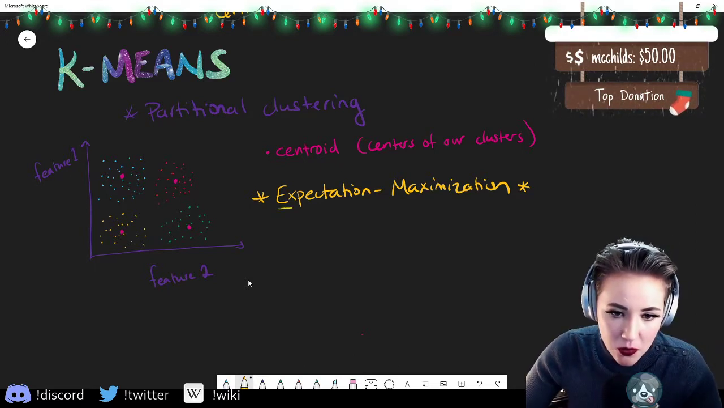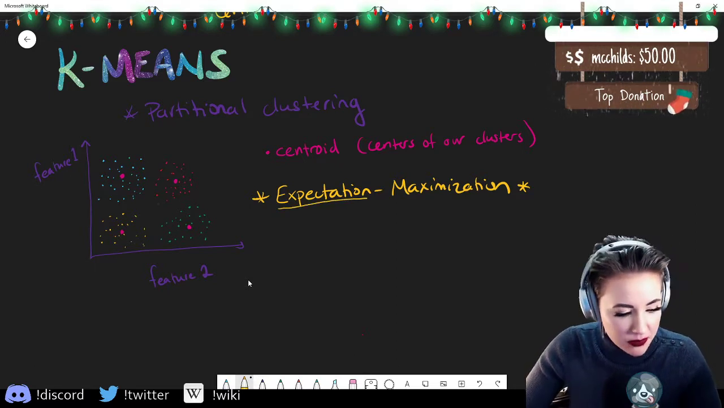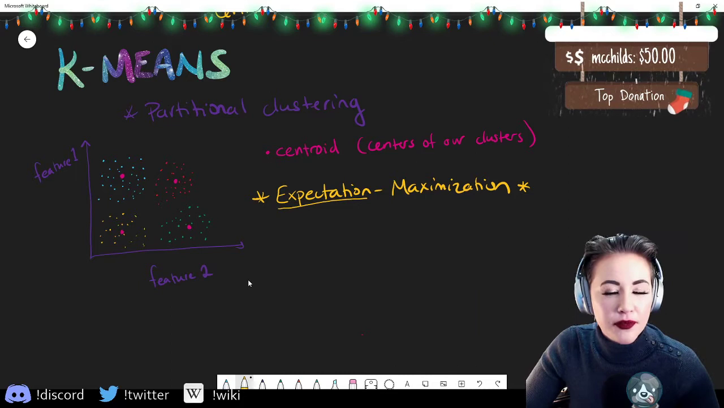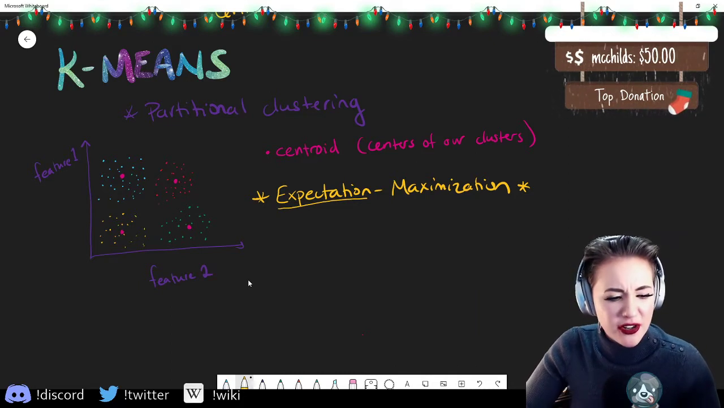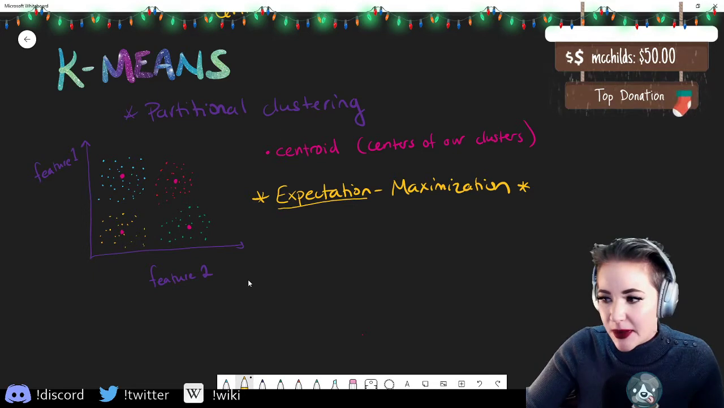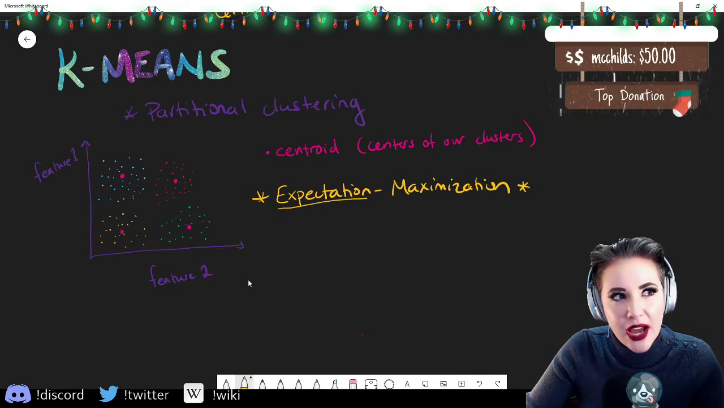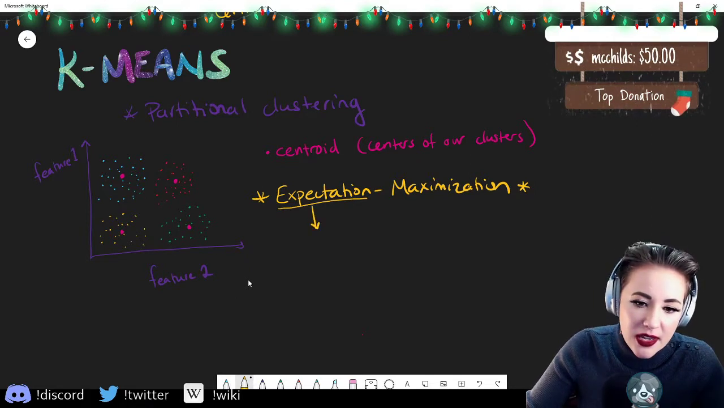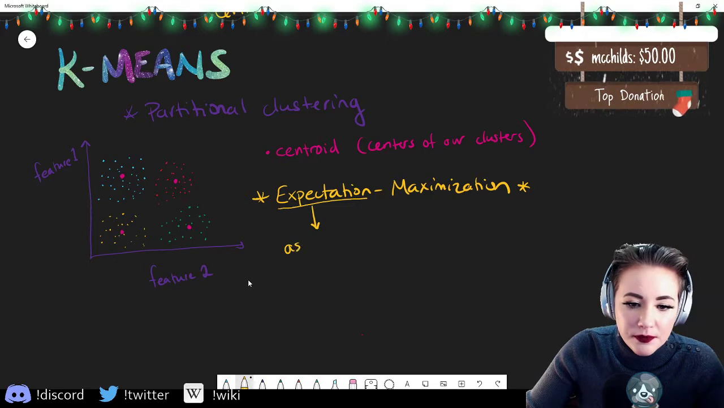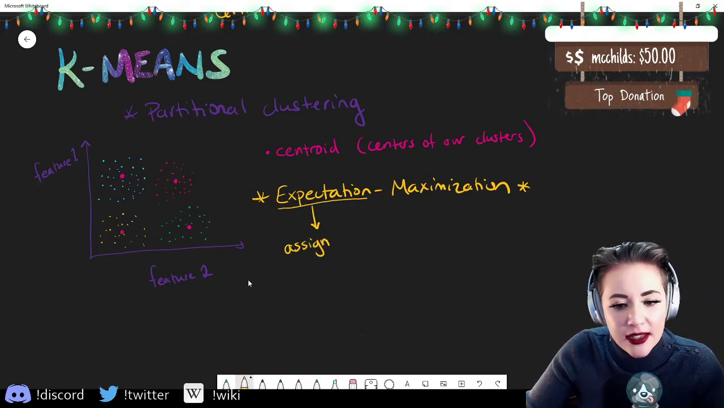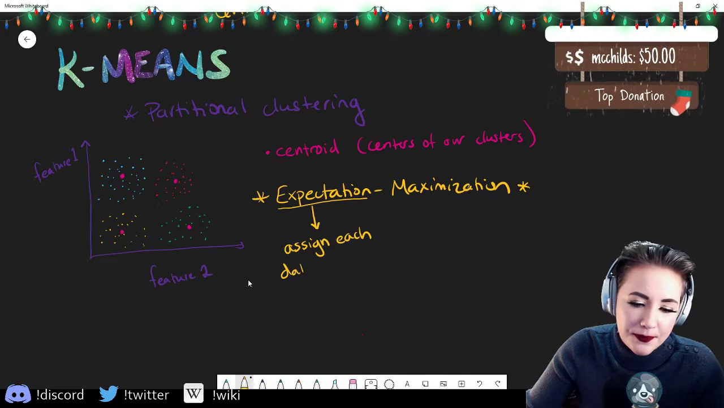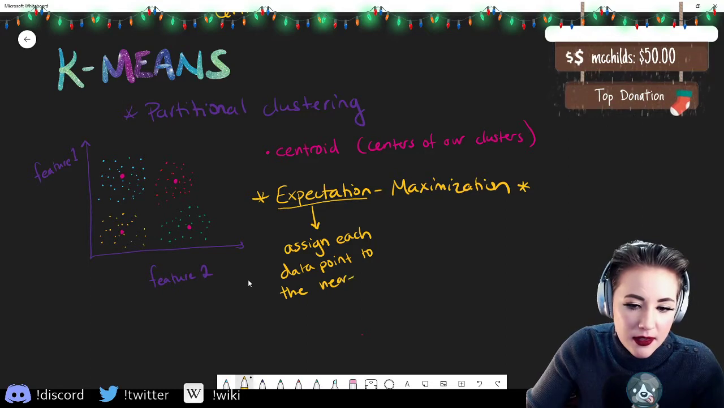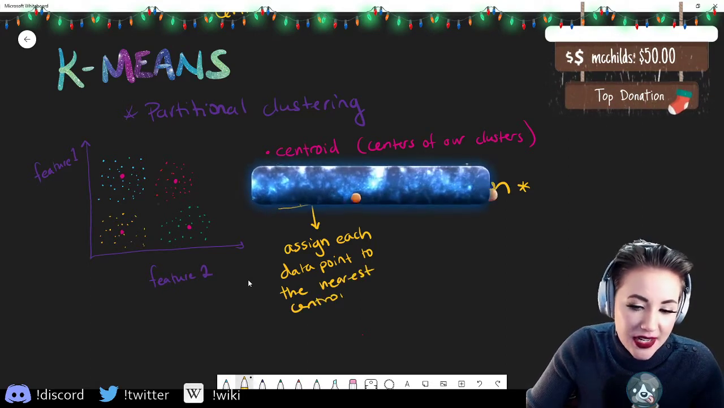Expectation. Those of you who don't have a lot of experience with statistics or math might think of this word how we commonly use it in English, like you're waiting for something or expecting something to happen. You can think of it almost like a prediction here. And so the expectation component of this is that we're making an assumption almost. We're going to assign each data point to the nearest centroid.